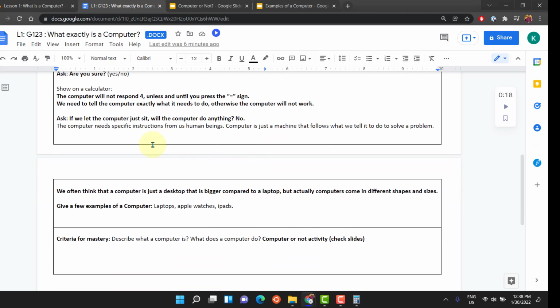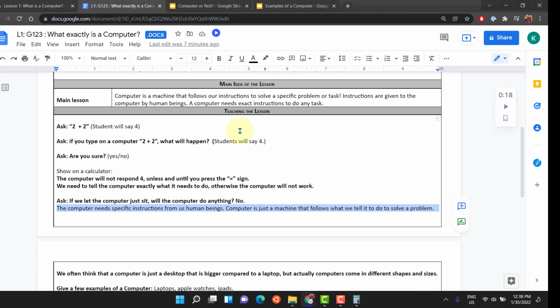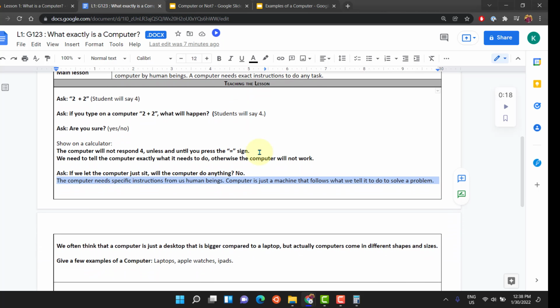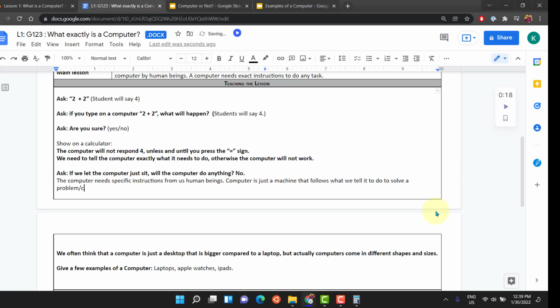So then you are going to tell them that the computer needs specific information from us human beings, and is just a machine. And here is basically the part where you are revealing your main idea of the lesson: a computer is just a machine that follows what we tell it to do to solve a problem or complete a task.